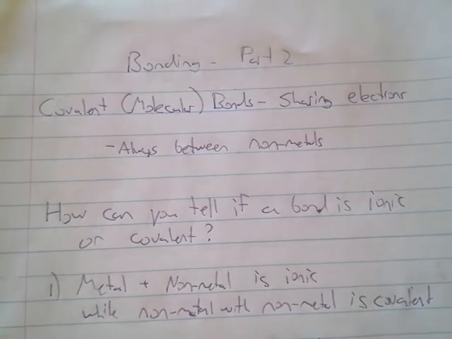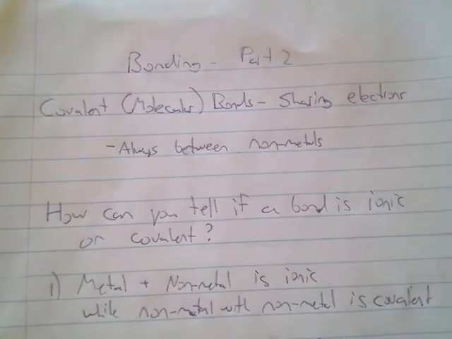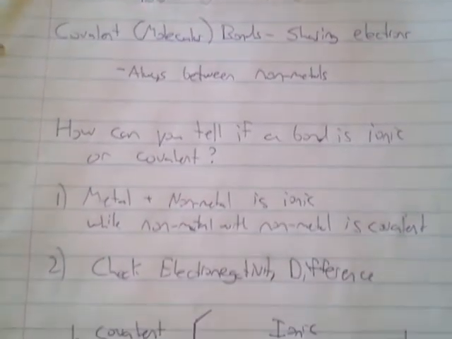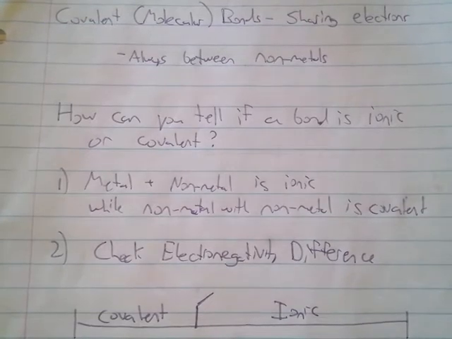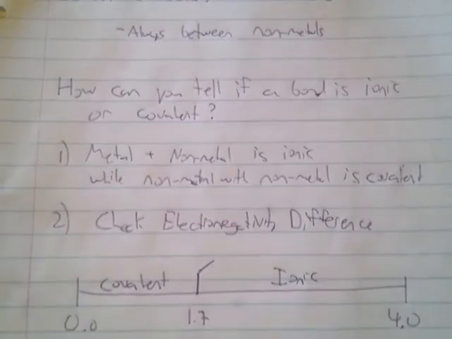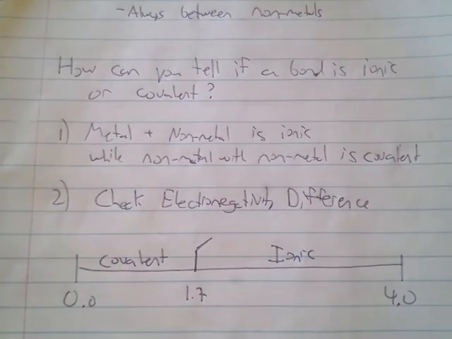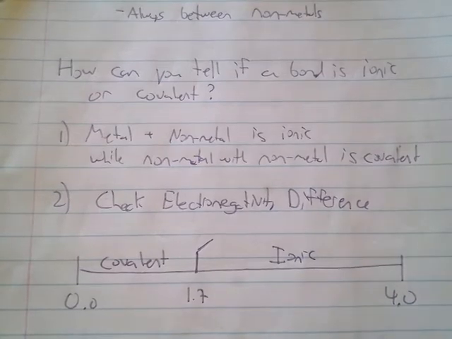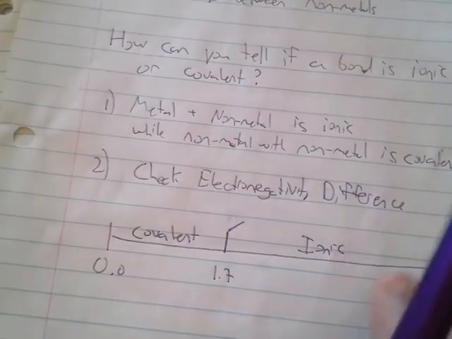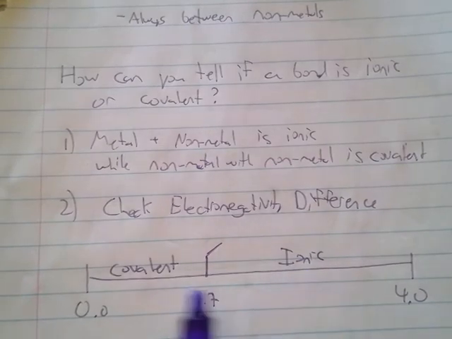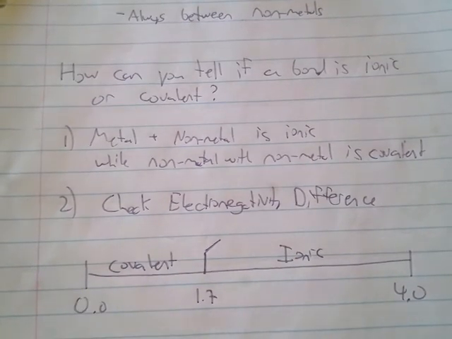Now, there is another way to determine whether a bond will be ionic or covalent, and that is by checking the electronegativity difference. This one is not foolproof because there are some exceptions, but in general, this works. I've drawn a number line between the numbers 0 and 4, which is the range of electronegativities that different atoms can have. If you compare two atoms and subtract their electronegativities, and that difference is 1.7 or higher, then that will make an ionic bond. But if the difference is less than 1.7, that's going to be covalent.